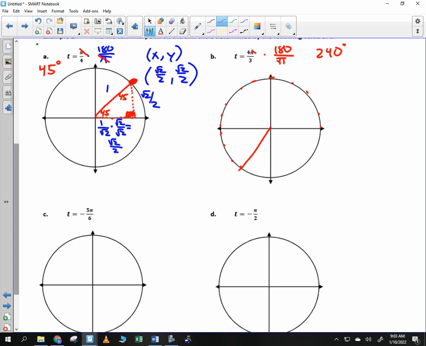Now, this is where people start to struggle with this. You always draw your triangle against the x-axis. Don't draw it against the y-axis. Always draw it against the x-axis. How many degrees past 180 did I go to get to 240? 60 degrees past. So this is a 60-degree angle right there. So what special right triangle do I have? A 60, 30, 90.